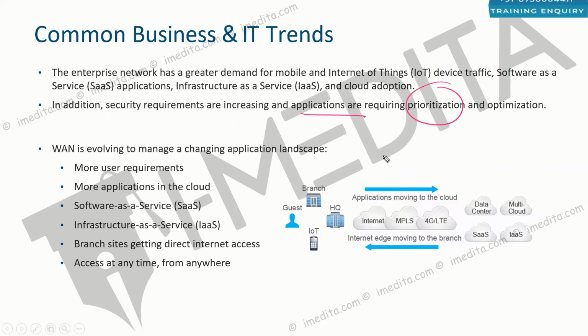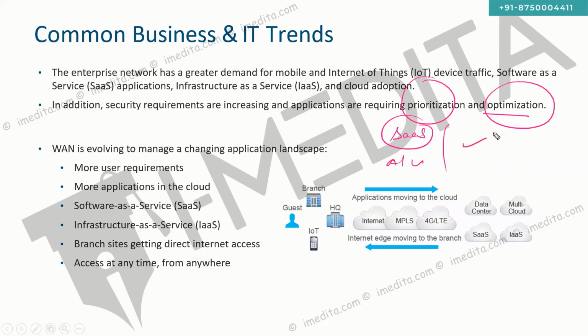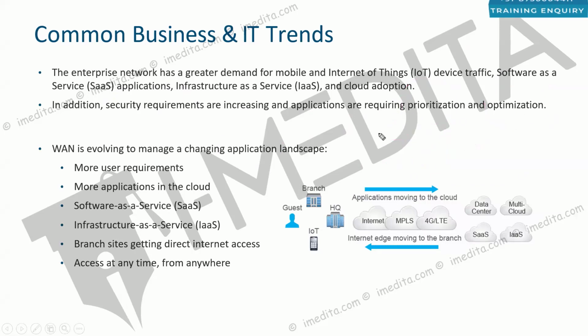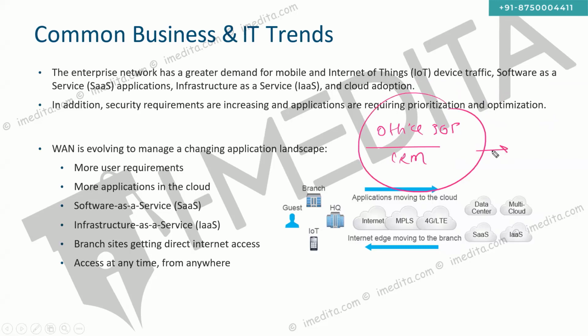Applications are requiring, for example, our SaaS applications or our audio video applications need to be prioritized and optimized as compared to our regular application traffic. If the user is accessing Office 365, or some CRM application, the user experience should be proper. So we also want to prioritize the traffic of Office 365, CRM application and some other applications over the regular traffic.